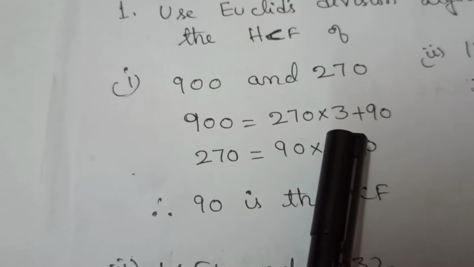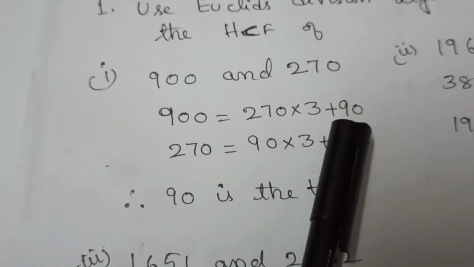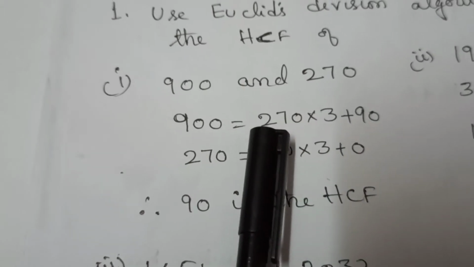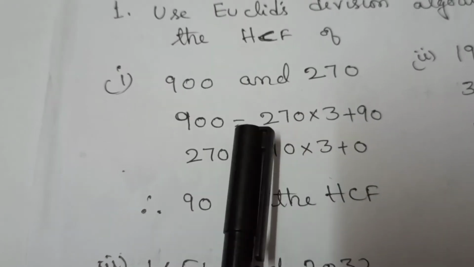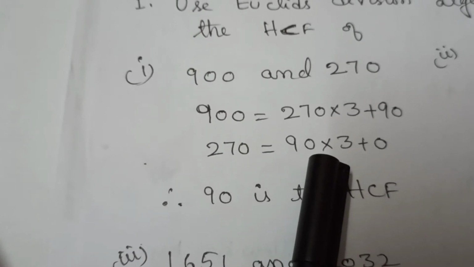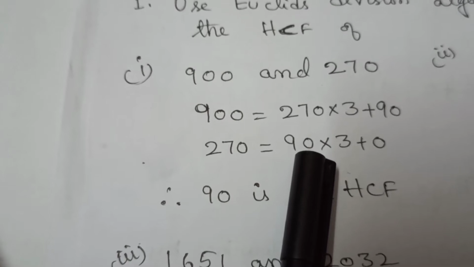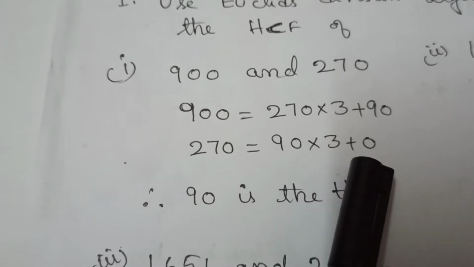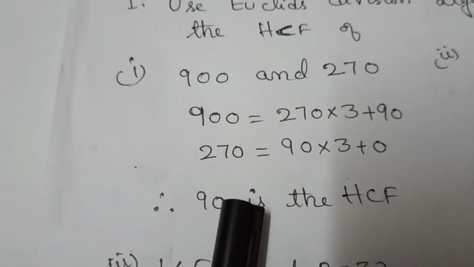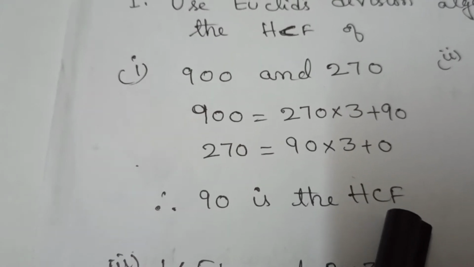So we get the quotient as 3, 270 into 3, and 90 is the remainder. So 270 into 3 plus 90, we get 900. Now divide this 270 by 90. Whatever remainder we get, we have to divide it with that. So 90 into 3 plus 0 is 270. So therefore 90 is the HCF, that is the highest common factor.